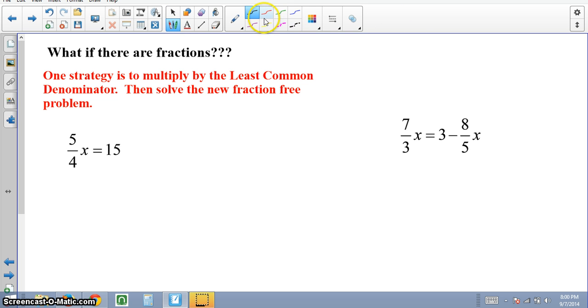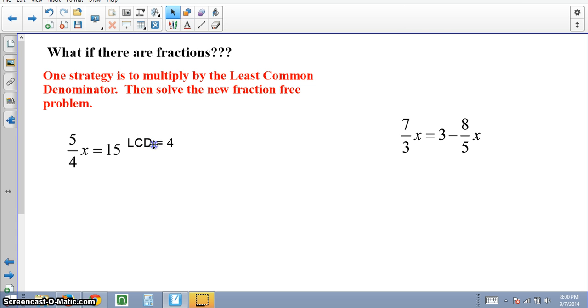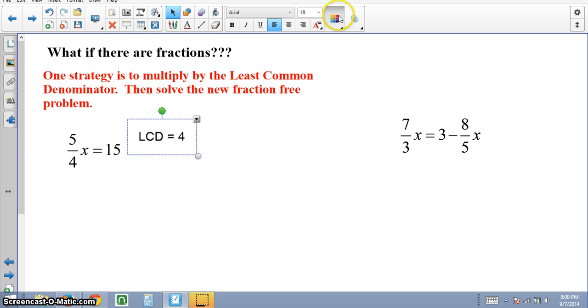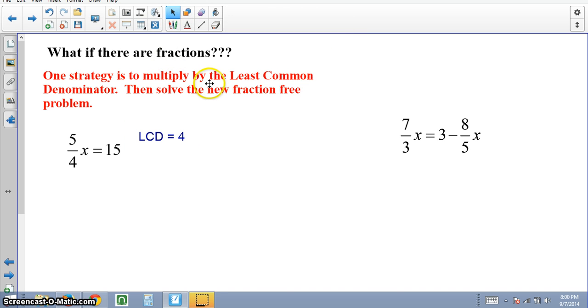All right, so the least common denominator has got to be the only denominator in the problem. So I'll type instead of write. The LCD is equal to 4 in this case. All right, so you just multiply both sides by 4, and that's it. Well, it's not it, but the hard part's done. The intimidating part of the problem has gone away.